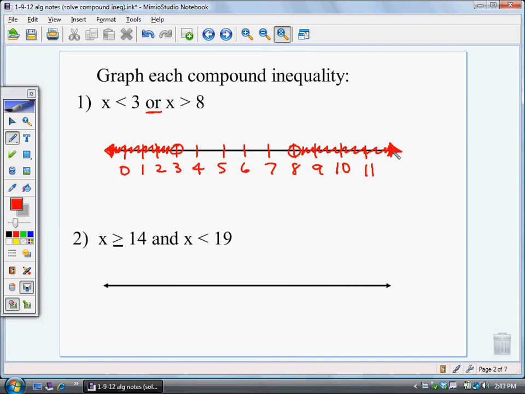And oftentimes the or inequalities will look like this. You'll have shading on either side. It is possible that you have shading just going one way, but most of the time that's what it would look like. On the second one, you have x is greater than or equal to 14 and x is less than 19. So it's the same thing. We need to get some numbers on the line to make it a number line.